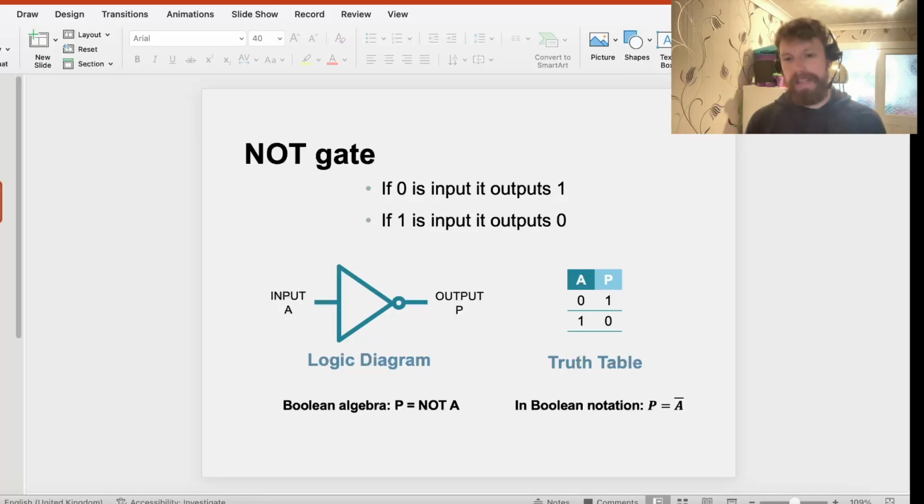What a NOT gate essentially does is it reverses what you put in there. So if the input is a 0, then the output becomes a 1. If the input is a 1, it then becomes a 0. The Boolean notation down at the bottom here, as you can see, is if you wanted to put a NOT gate, you put the letter and then you put a line above the top of it.